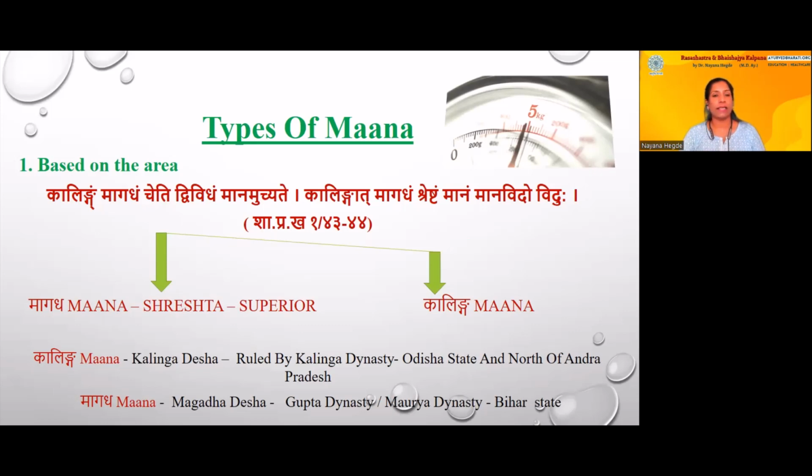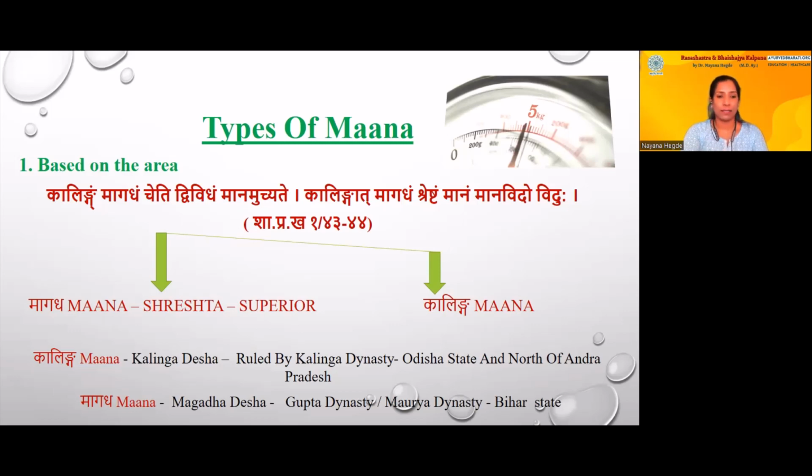What Acharya Sharangadhara is telling in this shloka: during his era, the Mana experts, the Manavido experts, considered Magadhamana and Kalingamana. In that, Magadhamana is Shrestha compared to Kalingamana. So, in the types of mana, based on the area, there are two types of mana. One is Kalinga mana and the second one is Magadha mana.